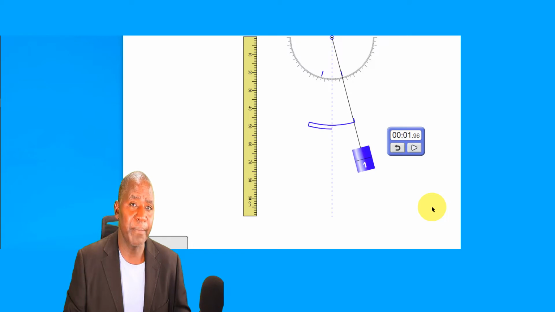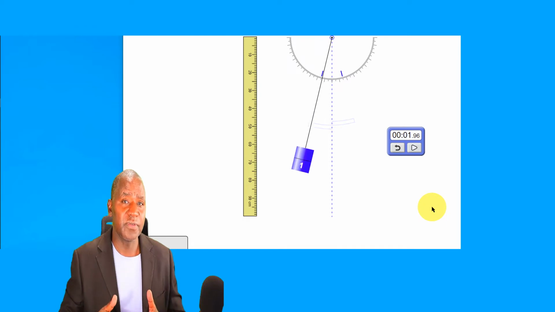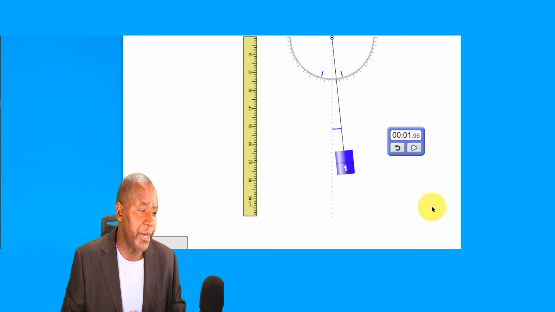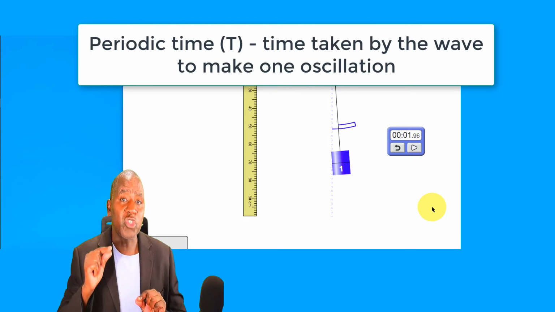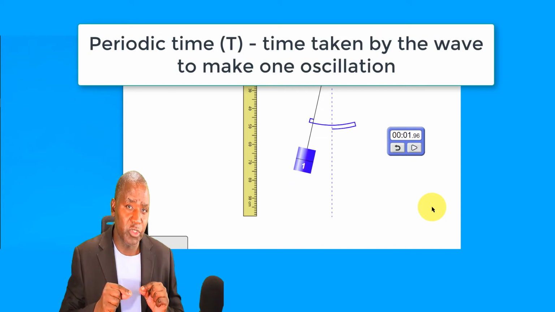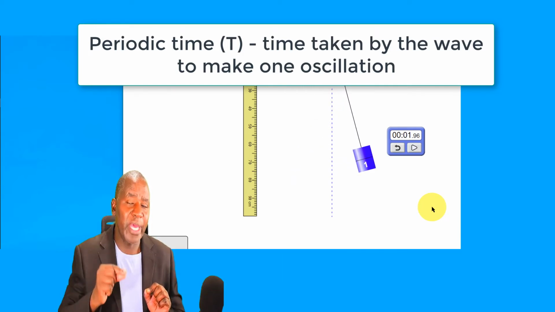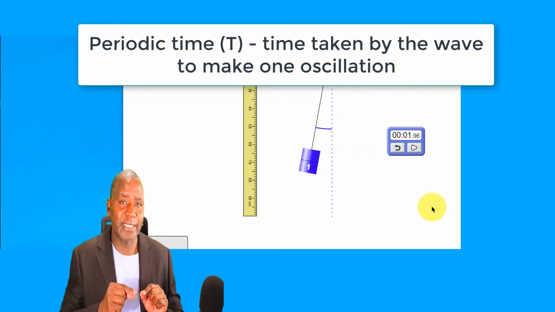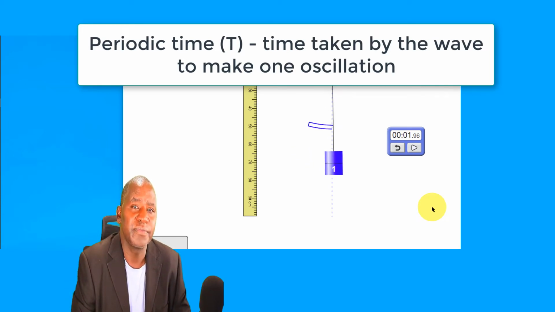That is the periodic time. So periodic time is the third characteristic of waves. Periodic time is the time taken by the wave to make one complete oscillation. You might want to note that one down. Time taken by the wave to make one complete oscillation or one complete vibration, something like that. The SI unit of periodic time is, of course, seconds.